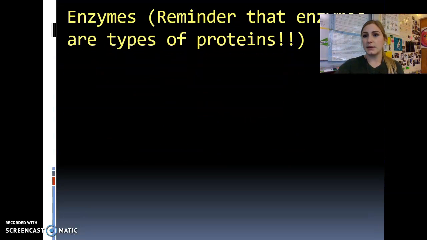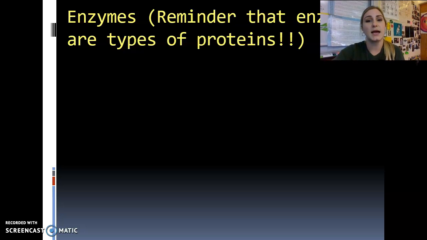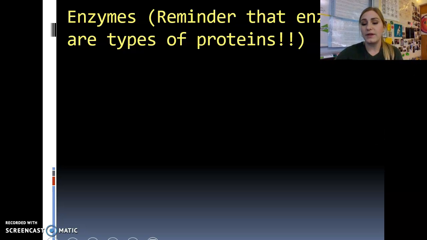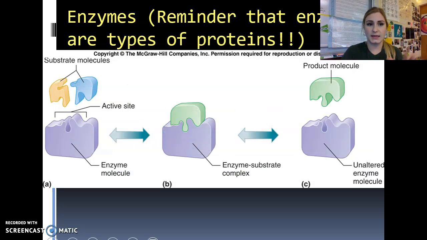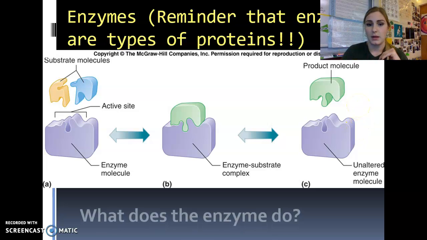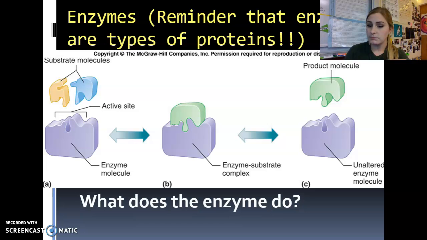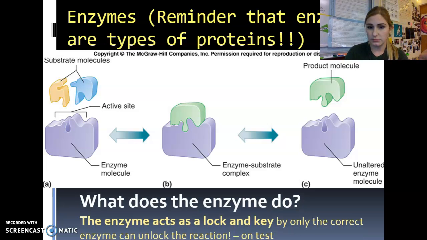So enzymes. Types of protein. Oh my gosh, please remember this. Enzymes are a type of protein, just like how Nike is a type of shoe. Within enzymes, we've got the enzyme-substrate complex. These are the substrates, the reactants. We've got the enzyme, and then the product leaves. Don't forget about reactants versus products. So the enzyme speeds up the rate of reaction.